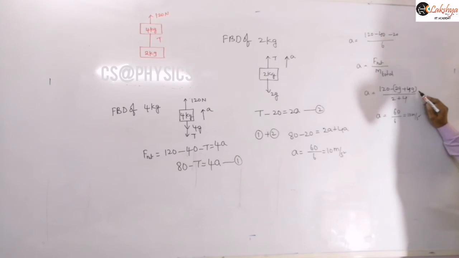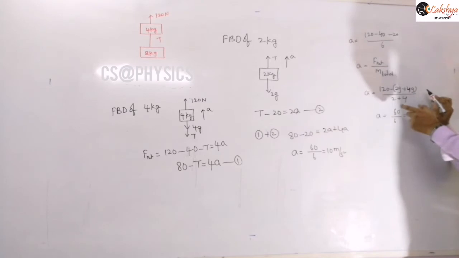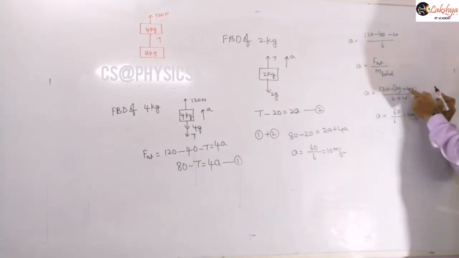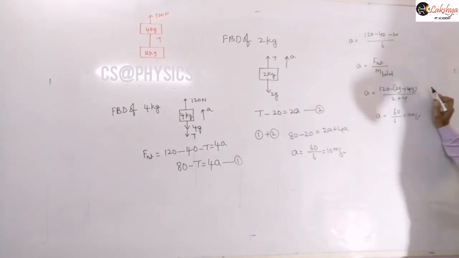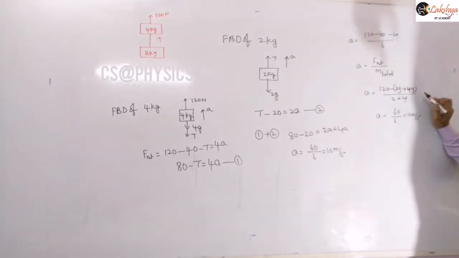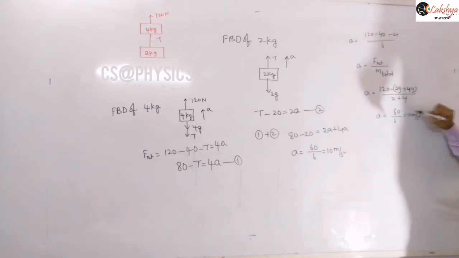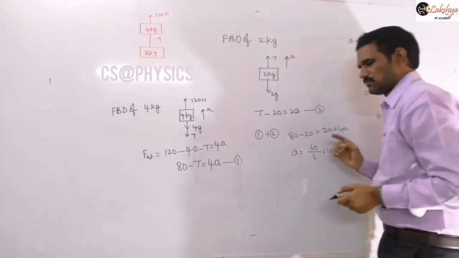Just you need to remember this term here. Weight is opposing the motion. When the system is pulled in the upward direction, the weight is opposing that motion. So the net accelerating force means the applied force minus the opposing force that we need to consider here. The opposing force here is the total weight of the system. Both the weights are opposing the motion, so we need to consider both the weights there. So that is a direct method for this acceleration.